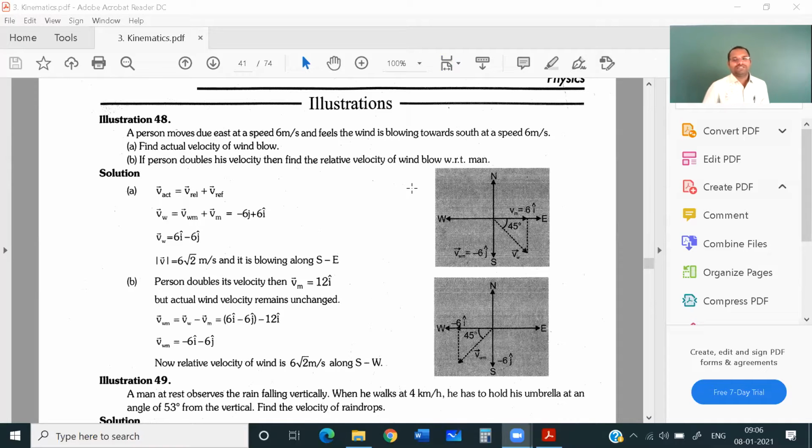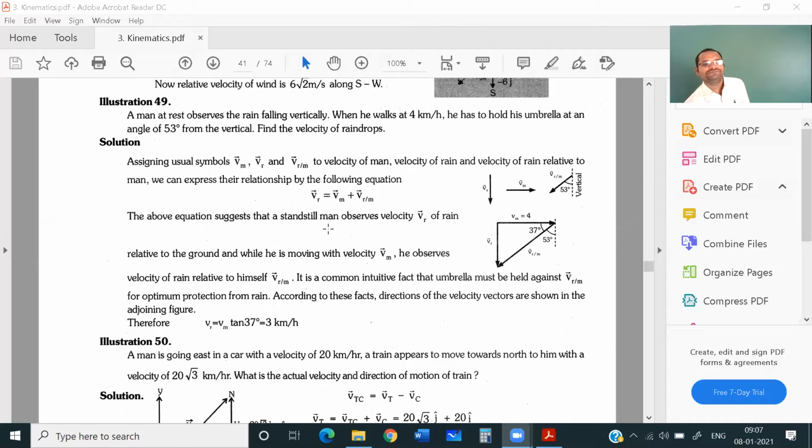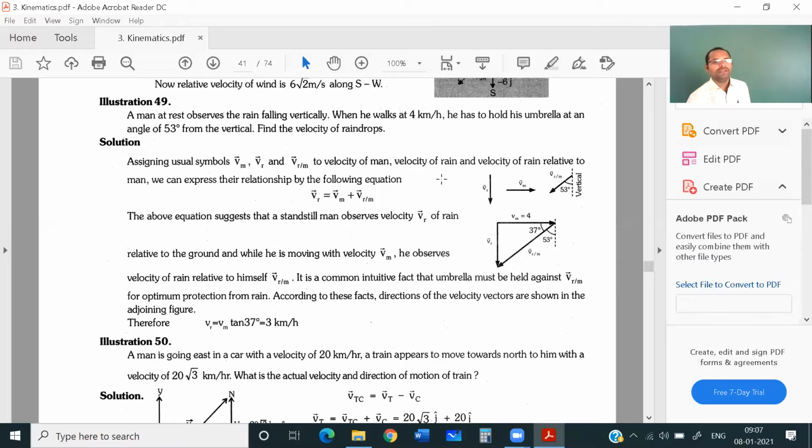See, one illustration is there. Let us take illustration 49. A man at rest observes the rain falling vertically. When he walks at 4 km per hour, he has to hold his umbrella at an angle of 53 degrees from the vertical. Then find the velocity of rain.